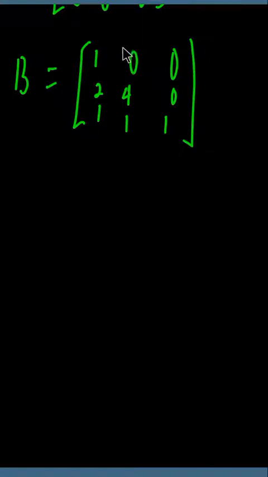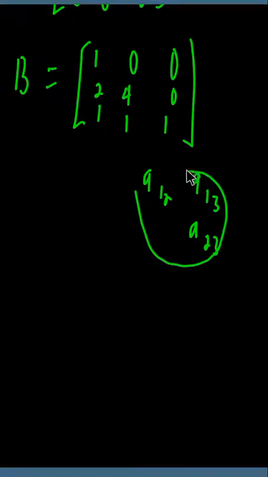Now, this is what we call the lower triangular matrix, because if we check very well here, A12, our A13, and our A23 are all 0, while the remaining part of it is numbers.